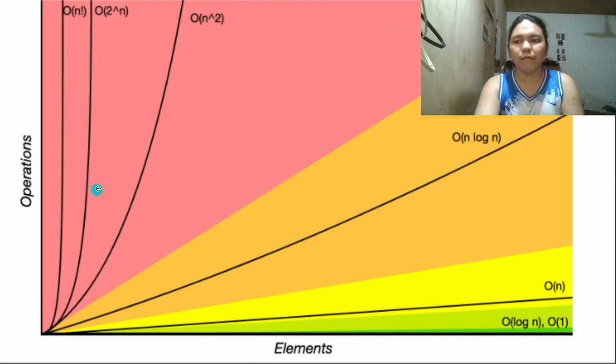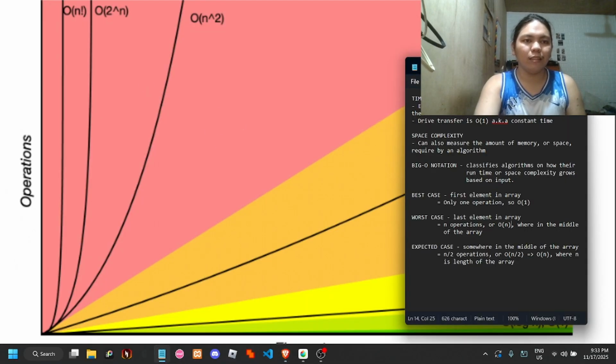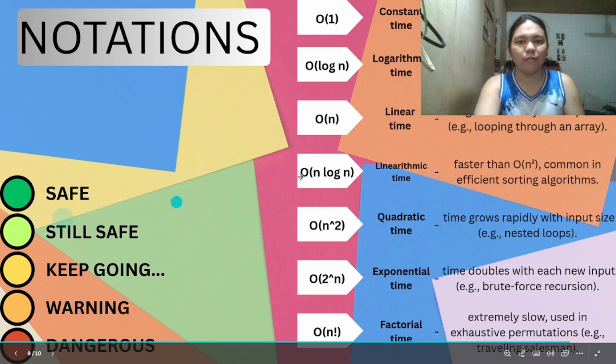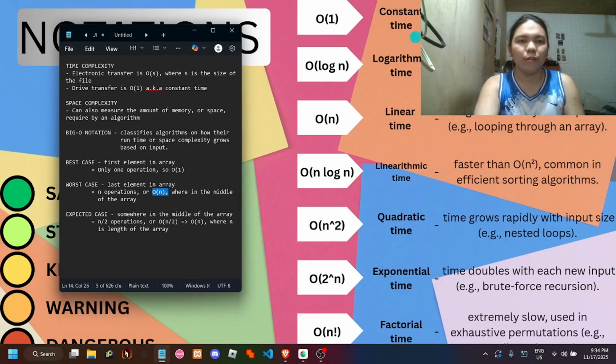So here, let me show you. This is the sign and these are the notations that I'm talking about. O(n) is the worst case here in the algorithm, and the best is O(1). Let me show you what they mean. Constant time always takes the same amount of time no matter the input size. No matter how big or small, it will always take the same time to run.